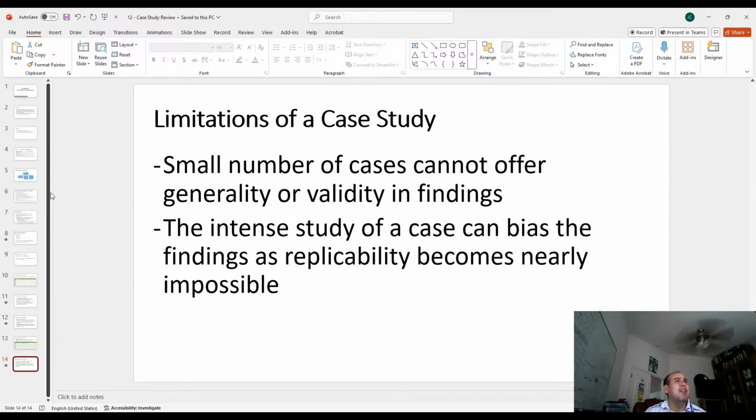The intensive study of a case can bias the findings, as replicability becomes nearly impossible. No one can replicate your study. They look at the same people in the same environment, they ask the same research question, and they get a completely different result, right? There's no replication because of the small numbers, and also because of the qualitative nature of it and the way it was structured. These don't always replicate very easily. You can replicate a study, people may replicate them, but to get the same results is almost nearly impossible a lot of the time.